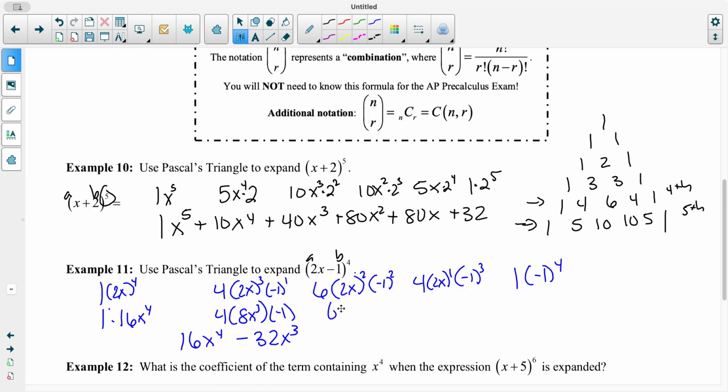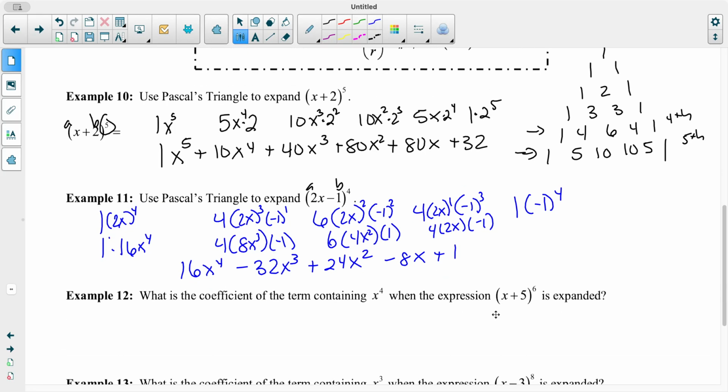Okay, so this is going to be 6. Well, 2x squared would be 4x squared, right? And negative 1 squared is just positive 1, because it does cancel. So 6 times 4, that's 24x squared. Next one, the 4 times the 2x doesn't change. Negative 1 cubed is back to negative 1. So that's going to be negative 8x. And then negative 1 to the fourth power is just plus 1. Again, way faster than actually multiplying it out by doing all the double distributing.